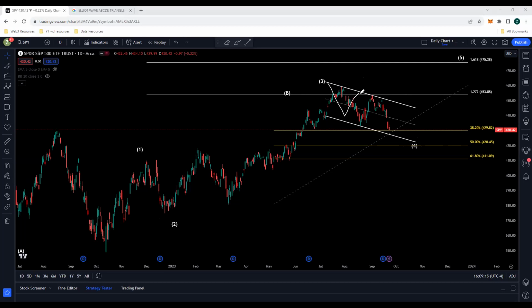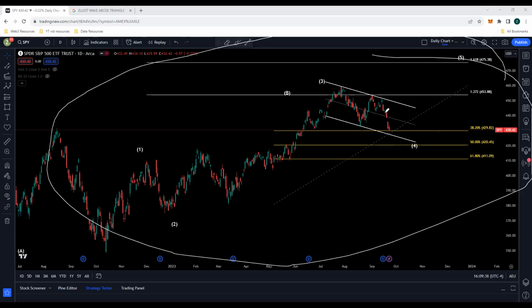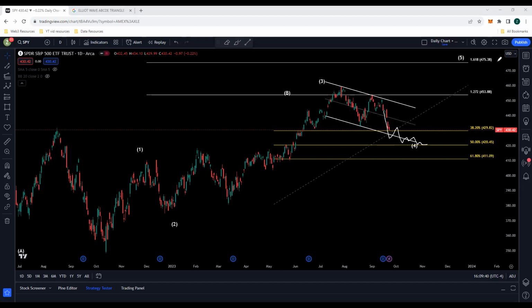But if you notice, we're basically trading in this bearish channel at the moment. So it's completely possible we just continue to head lower and try to come down to 420.45. That's going to be the next major support level if we do happen to break 429.82. And again, even though all of this seems short-term bearish, when you take a look at the bigger scheme of things, ultimately this is going to be the potential setup for the next move to the upside.